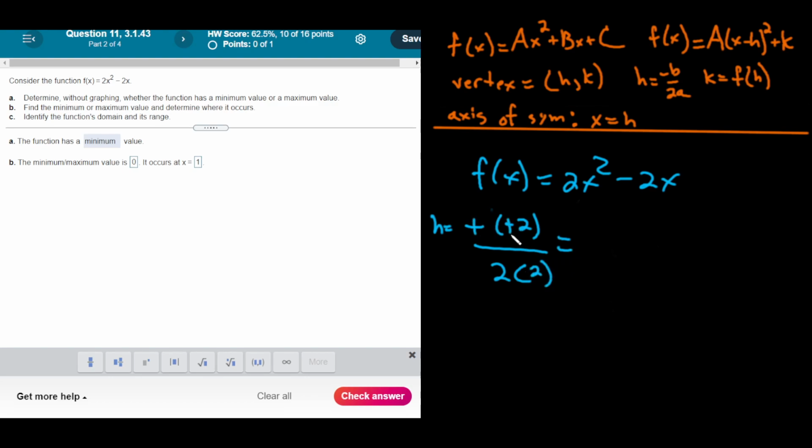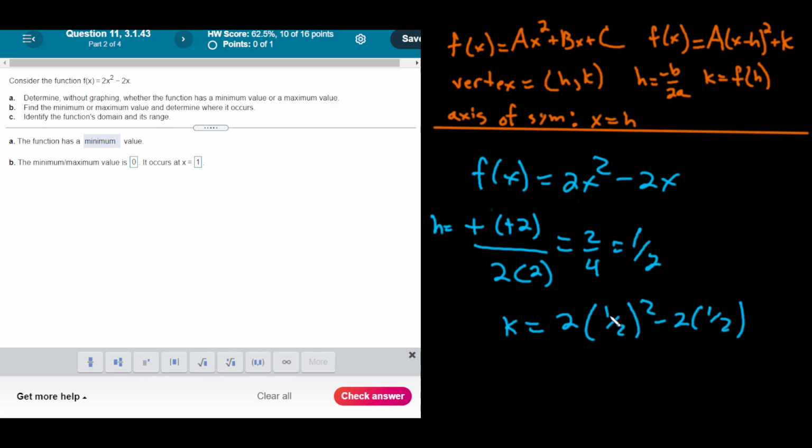Negative times negative is a plus. This is 2 divided by 4, which is 1/2. Uh-oh, we got a fraction. Let's see if we can get away with some things. Let's plug this inside the function to get our k. This is 2 parentheses 1 over 2 squared minus 2 times 1 over 2.